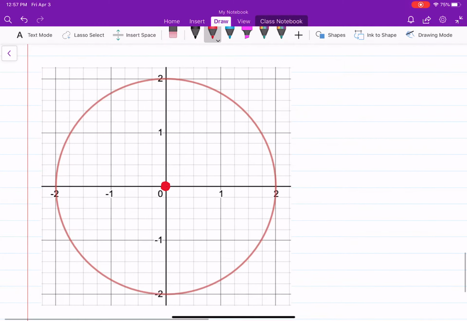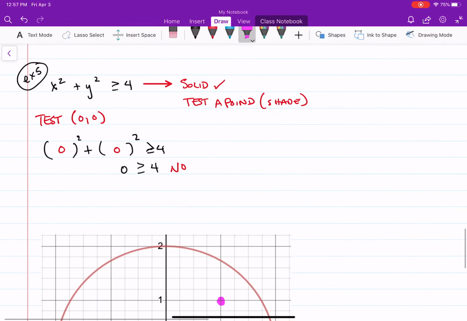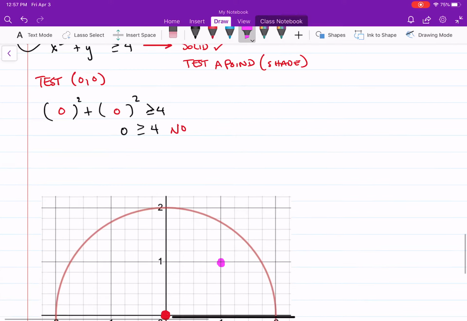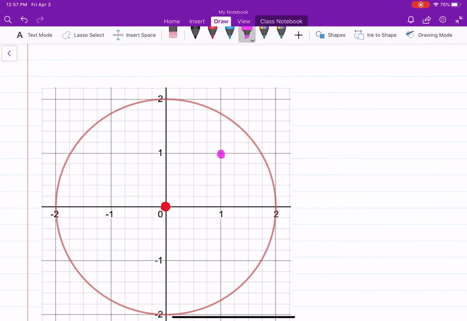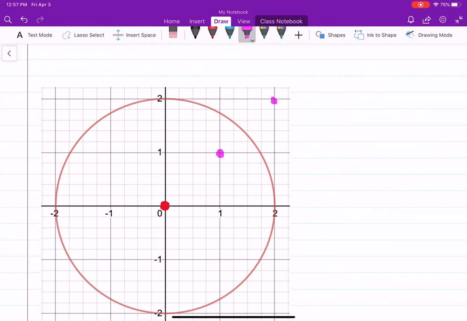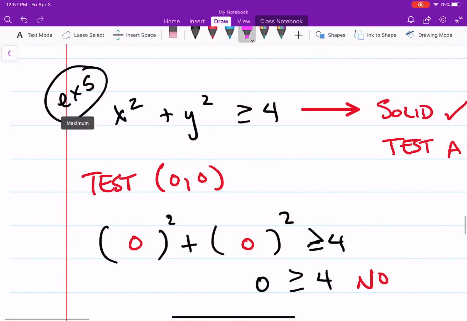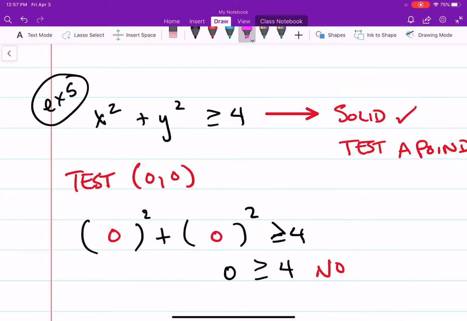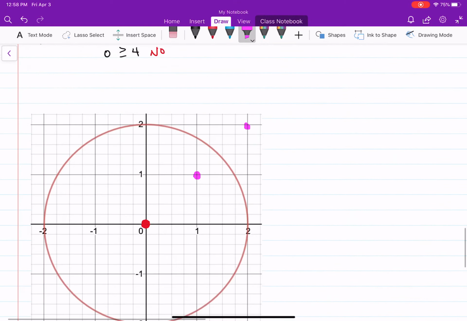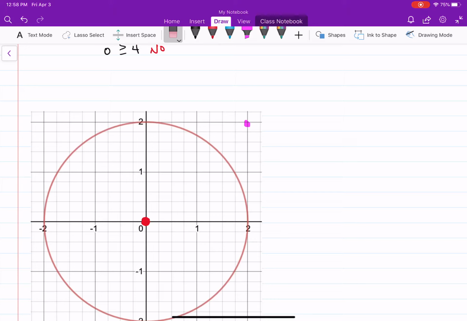Now you can test other points as well. I mean, you can test 1, 1. It will still give you the same answer because 1 squared plus 1 squared is 2. 2 is not greater than 4, right? So you can test any point on the inside. You can test any point on the outside. You can do 2, 2. If you put 2, 2 up here, 2 squared is 4 plus 2 squared is 4. So 4 plus 4 is 8. Is that greater than or equal to 4? Absolutely it is. So that way I would know exactly where to go.